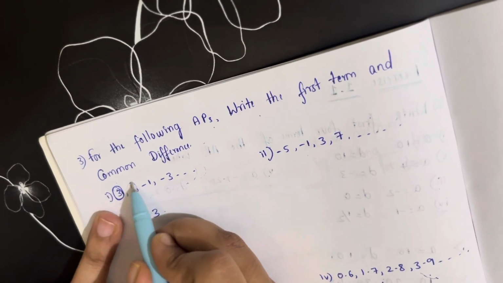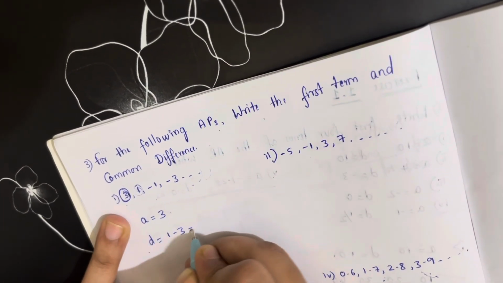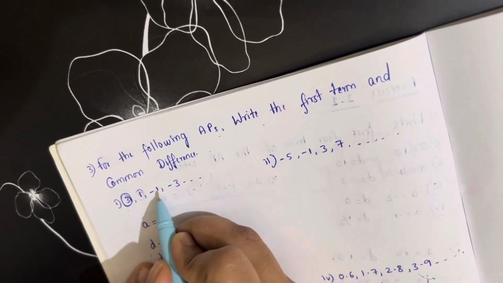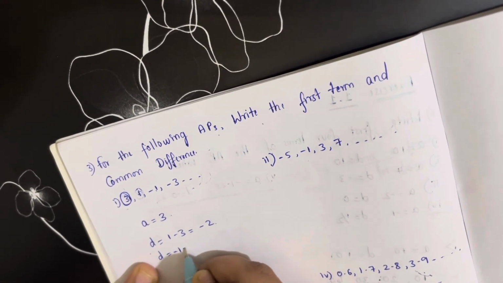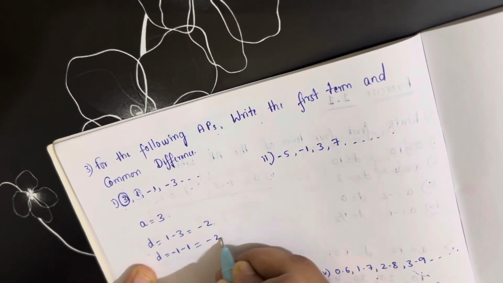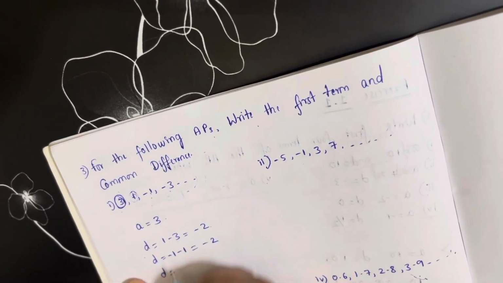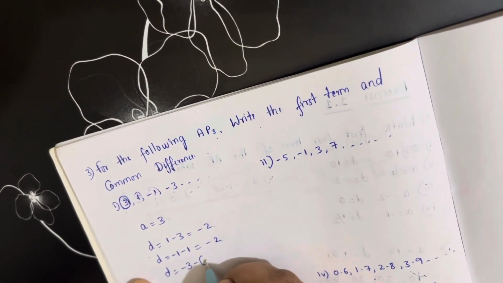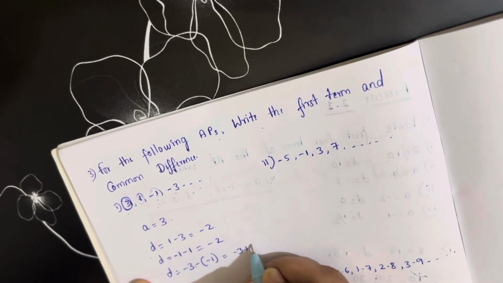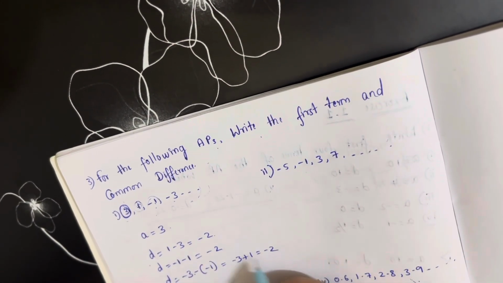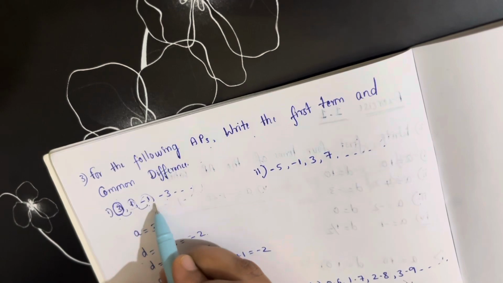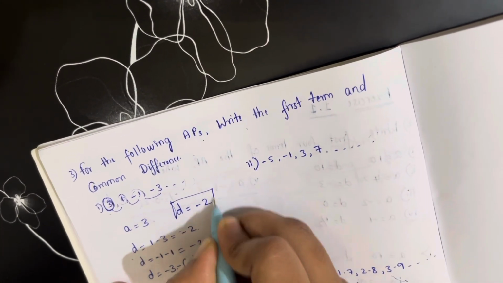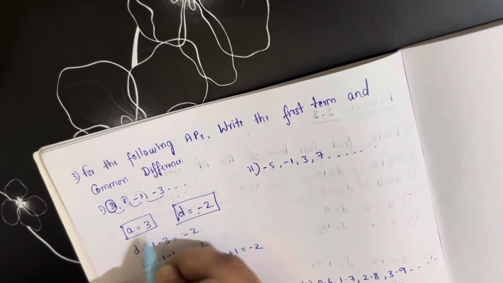To find the difference, what will we do? 1 minus 3, equal to minus 2. D equal to minus 2. Then D equal to minus 3 minus of this 1. What will it be? Minus 3 plus 1 is nothing but minus 2. There is a common difference, right? Minus 2, minus 2, minus 2 between all these numbers. So the common difference is minus 2 and the first term is A equal to 3.